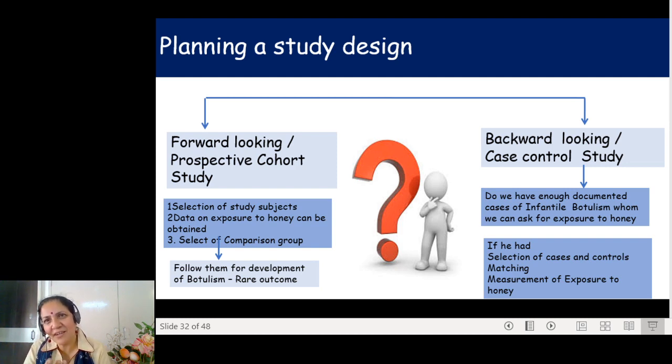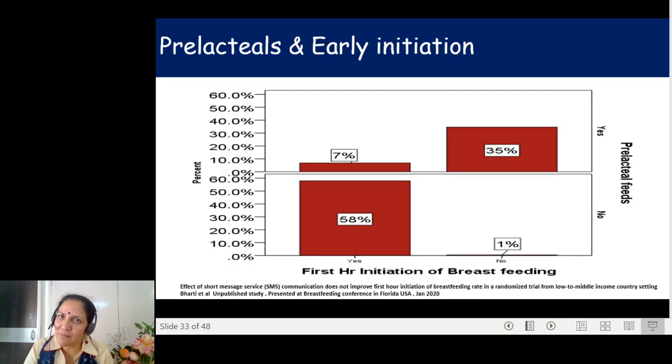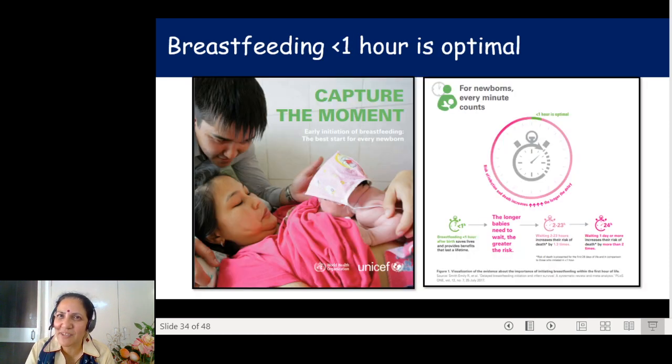This would be far simpler and easier than planning a cohort study, which would be expensive and very difficult, keeping in view the rare outcomes. So I'm not too sure whether we'll be able to do the study or not, but one thing I'm sure of, in this case, from the study which I recently did, giving pre-lacteals to babies early impairs the early initiation of breastfeeding. So at least that can be prevented if we prevent pre-lacteals.